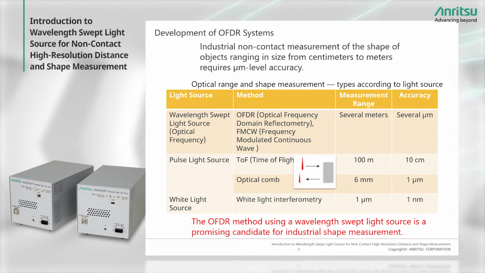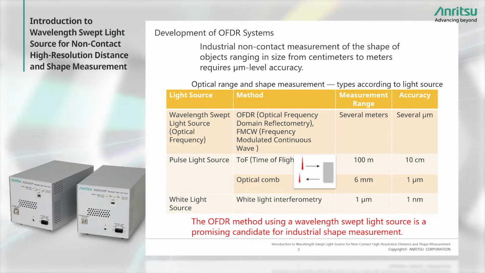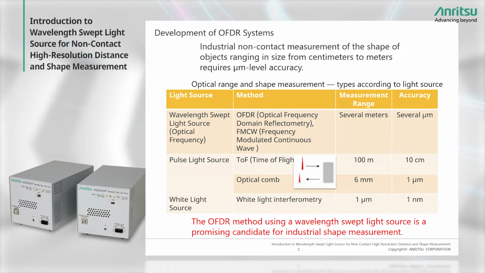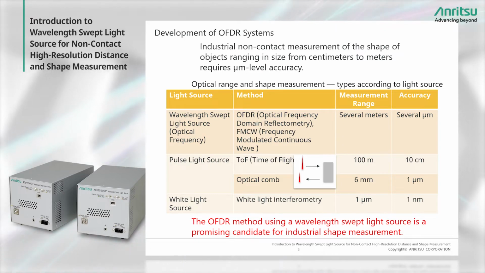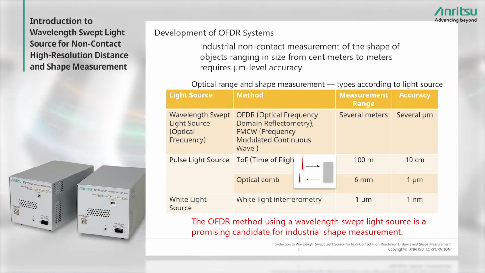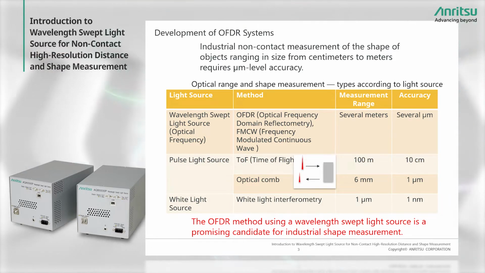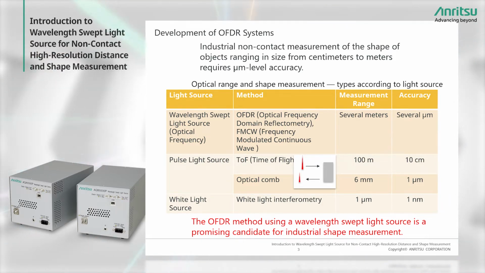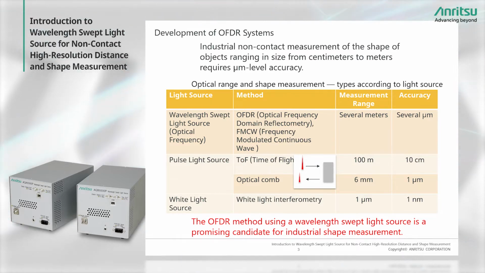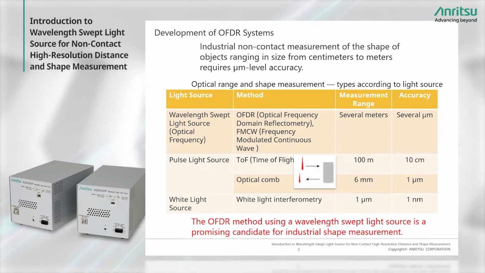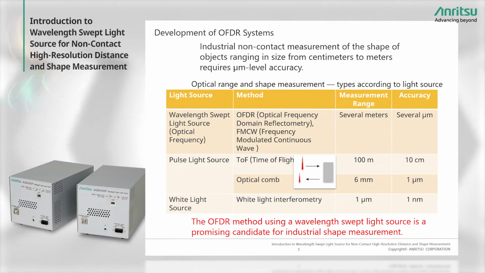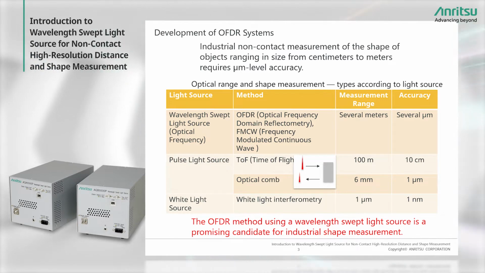The method using a pulse light source is called the time of flight or TOF method. It measures the time until the light pulse reflected by the DUT is received. This is the LiDAR technology currently used by self-driving vehicles. This method has a range of several hundred meters, but a lower measurement accuracy of about 10 centimeters. The optical comb method also uses a pulsed light source, but achieves an accuracy of about 1 micrometer. However, the measurement range is limited to just 6 millimeters.